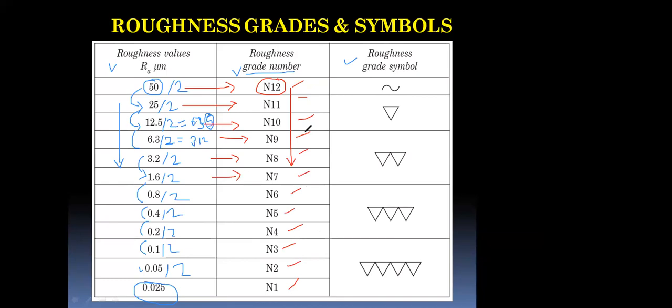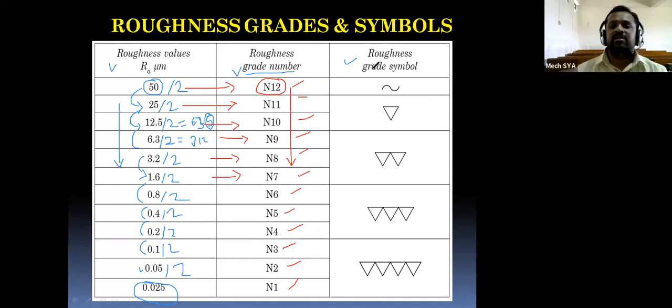Then how do we remember the surface roughness grade symbol? How to remember the roughness symbol? Now see here. First, only for the 50 micron roughness, what is the grade? It will be N12, and for this we have to remember the grade symbol. It will be the FEV type. So this is the FEV type symbol.